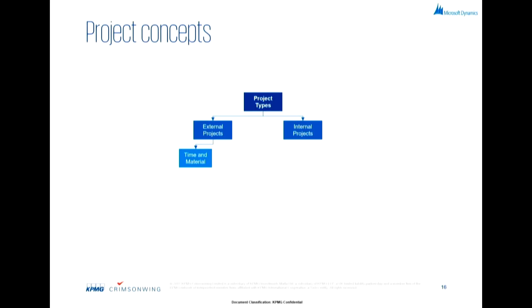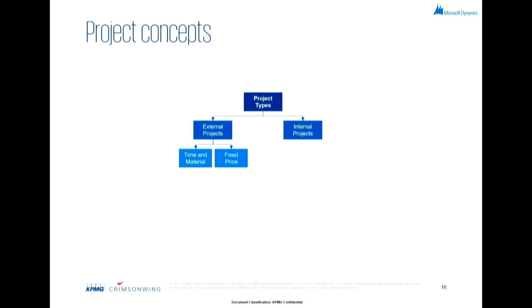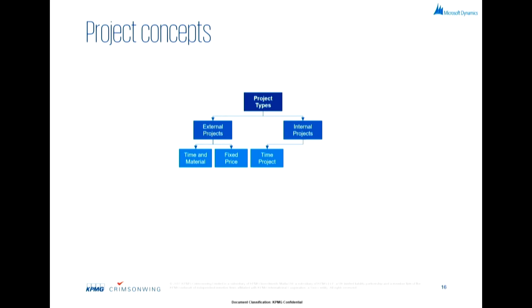External projects can further be bifurcated into time and material projects. These are typically do and charge kind of projects. You can have optionally a budget associated with it, but not necessarily. The second type of external project is the fixed price project. These are the ones where you have a fixed price agreed with the customer at the beginning of the project, and then you tend to work towards it. Here, managing the budget is extremely important so that you stay within the budget and then maintain a good profitability.